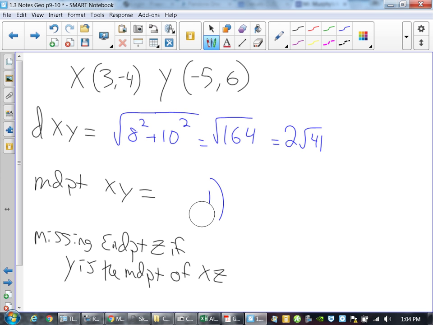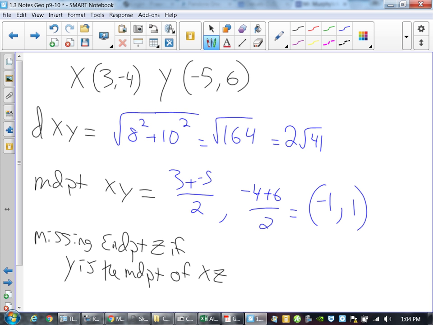Again, I'll show you long form because it's 3 plus the negative 5 in half, negative 4 plus 6 in half. So you have negative 2 over 2, which is negative 1, and 1. That's how that works.